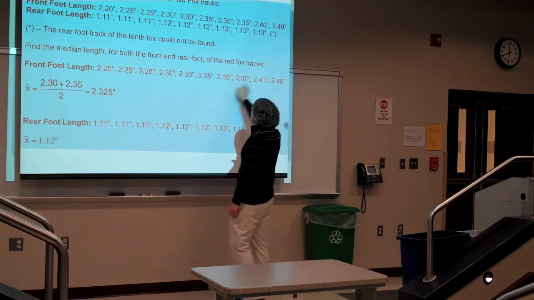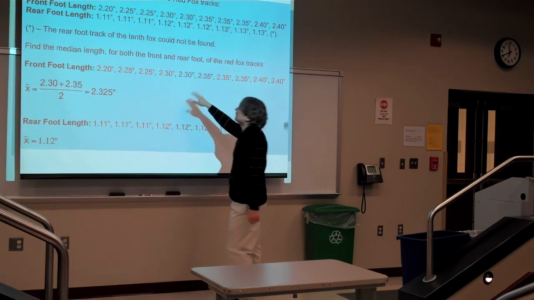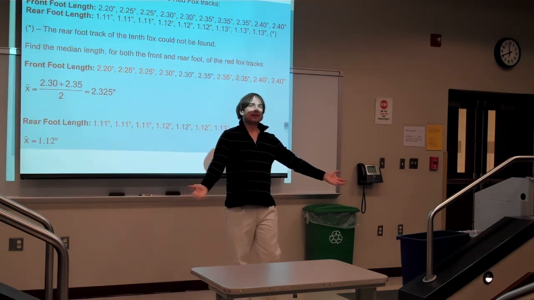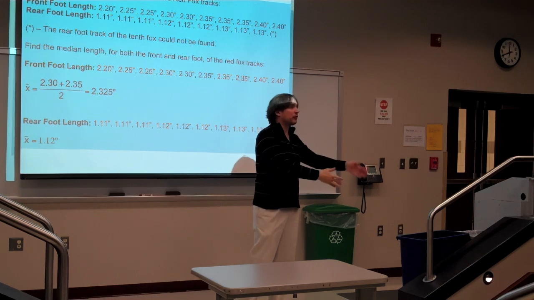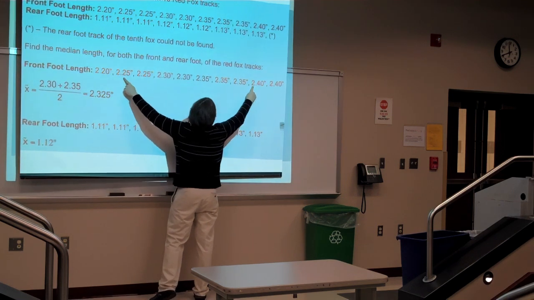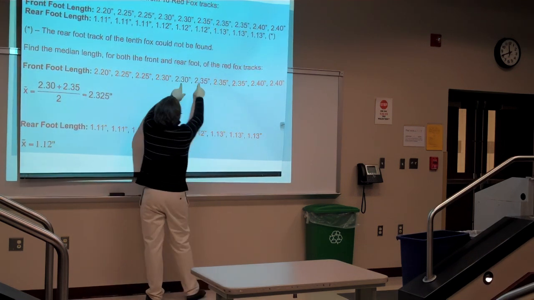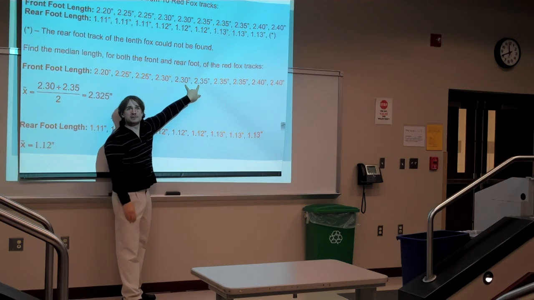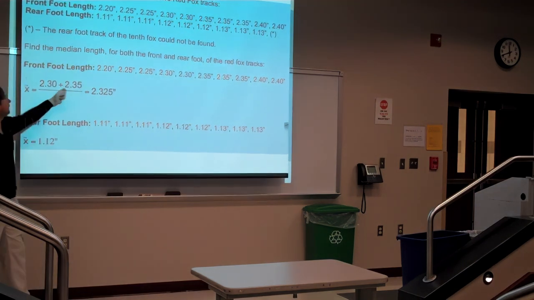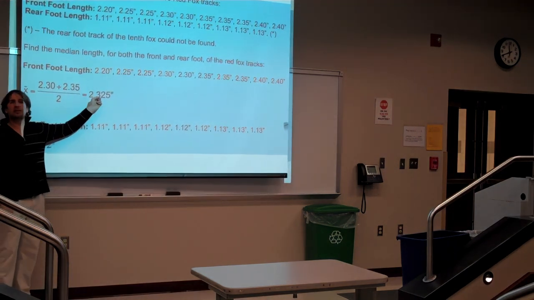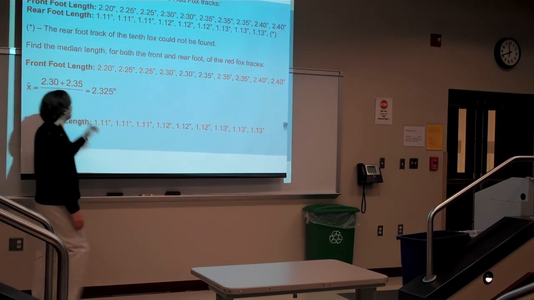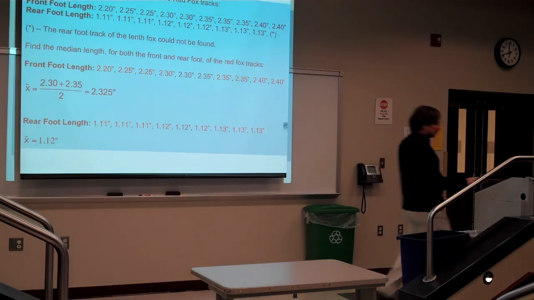So here's my data from the front. And I actually color-coded them so you can see them being eliminated. But this is how you do it. Unless you're using a computer like Minitab that will do it for you. If you're doing this by hand, this is what you're going to do. Put a finger here, put a finger here, move in 1, move in 1, move in 1, move in 1. I have 2 numbers left. So I'm going to add these 2 together and divide by 2. So 2.3 plus 2.35 divided by 2 is 2.325. That's the median.